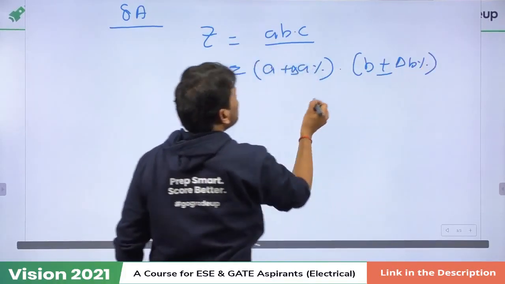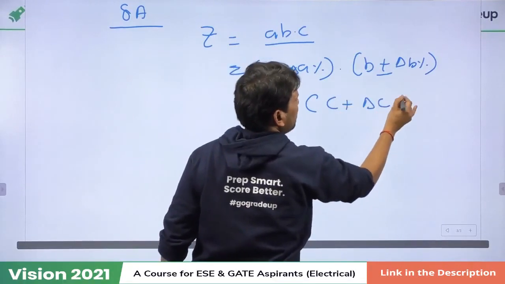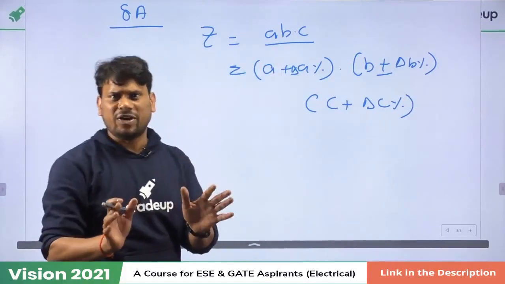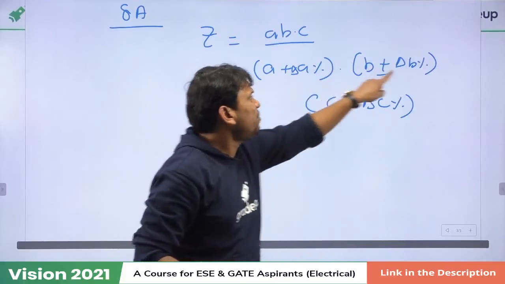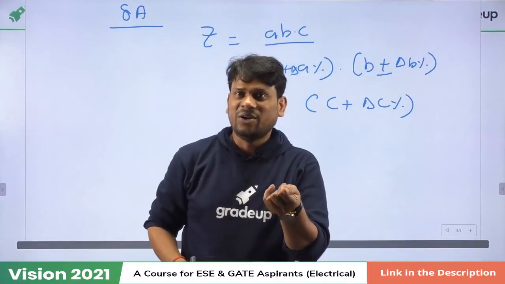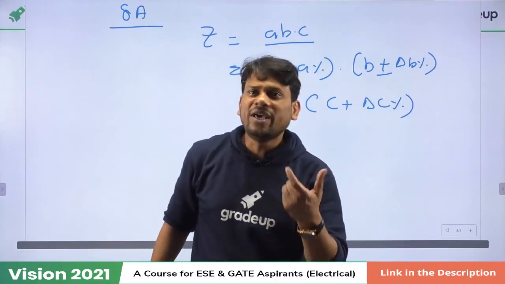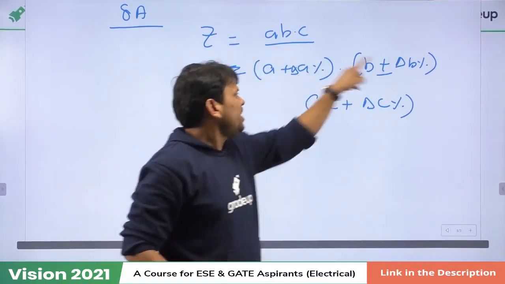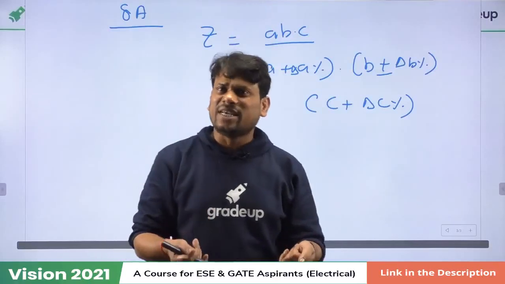Okay. And C has some error, cell. This one, please mind it, everyone. Now, dear friend, del A percentage. So all are relative error. Now, del A, del B, del C, all are percentage error.